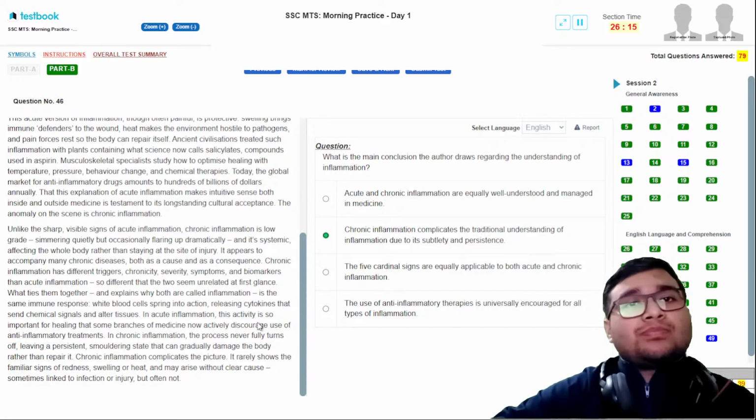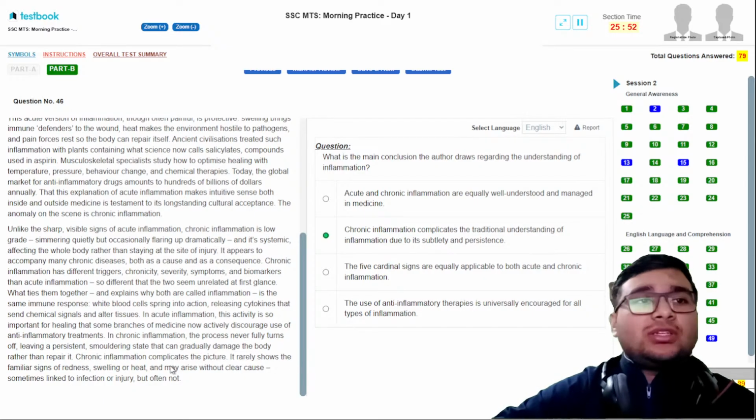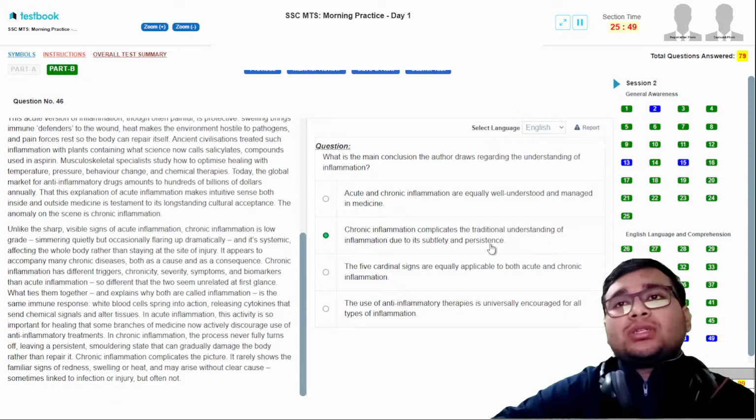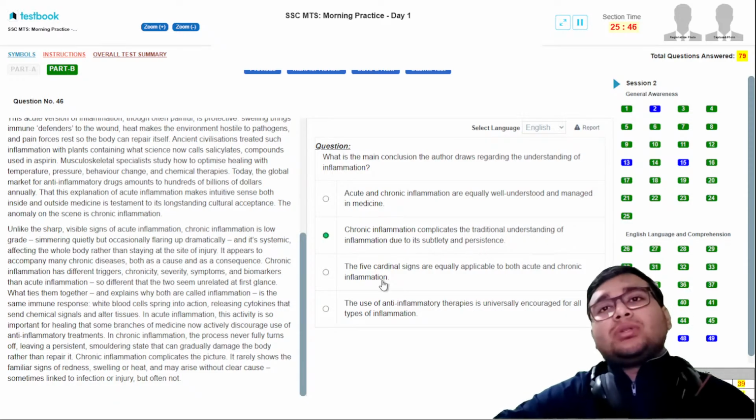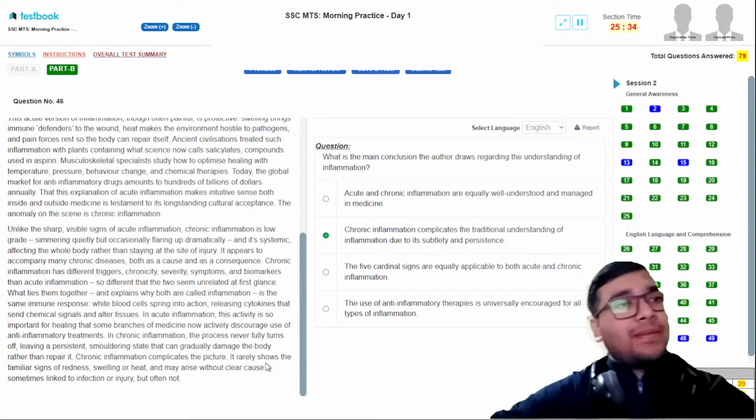Anti-inflammatory treatments. Cytokines and certain chemical signals in tissue. In acute inflammation, this activity is so important for healing that some branches of medicine now actively discourage use of anti-inflammatory treatment. In chronic inflammation, the process never fully turns off, leaving a persistent smoldering state that can gradually damage the body rather than repair it. Chronic inflammation complicates the picture. It complicates the traditional understanding of inflammation due to its subtlety and persistence. Familiar signs.